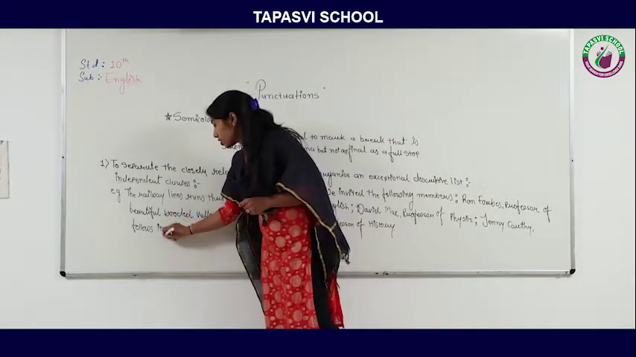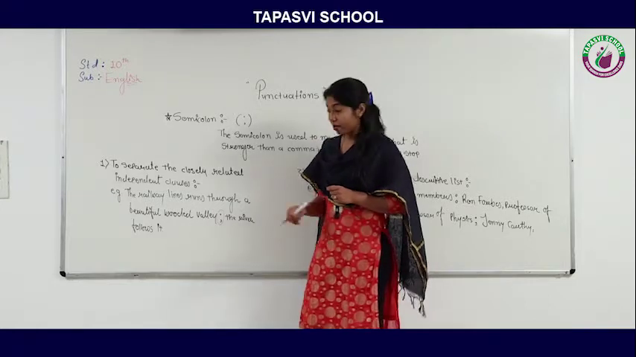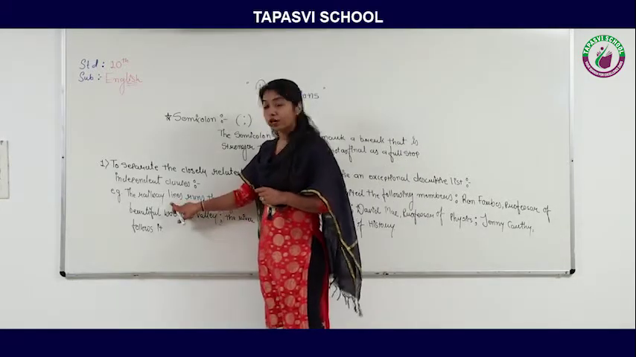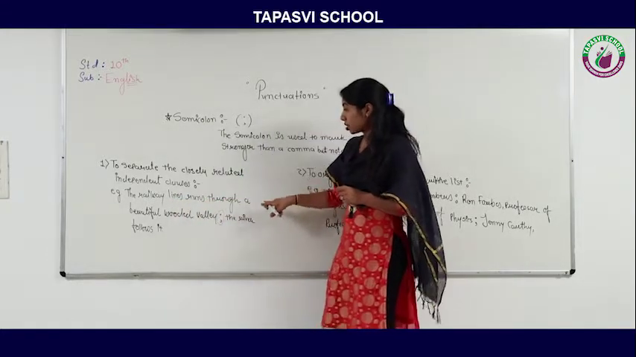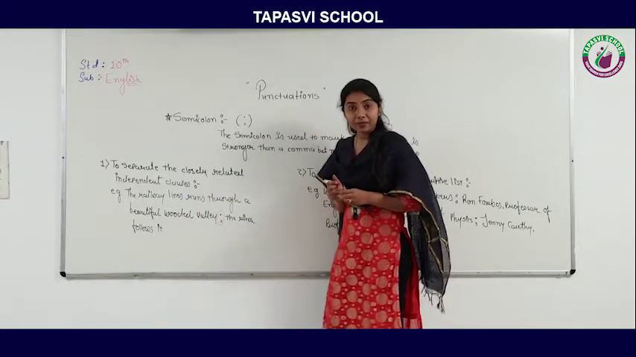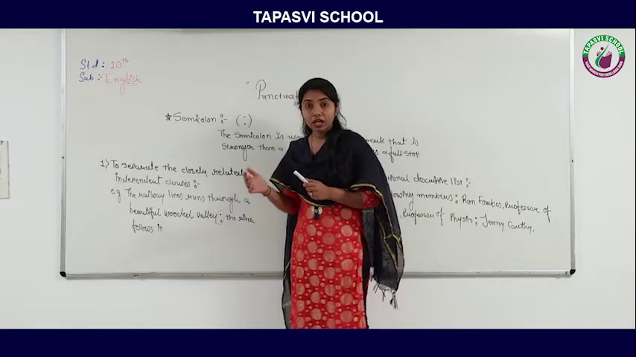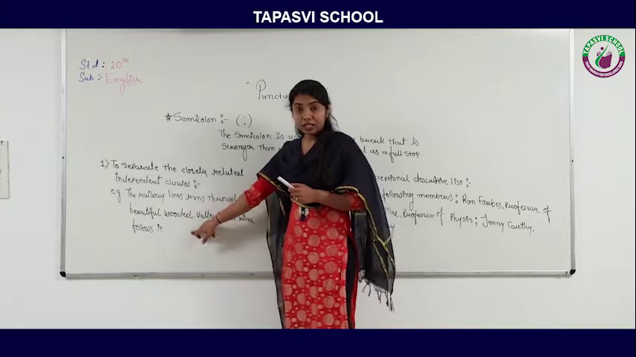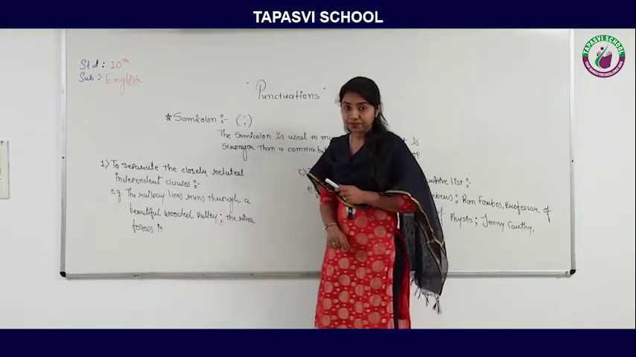Now it means what? It means railway lines, because we are talking about the railway lines. The railway line runs through a beautiful wooded valley. Here I want to add information regarding the subject. That's why I am just using a semicolon here, right?